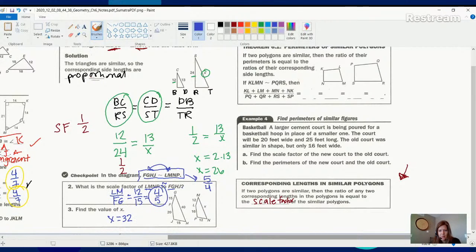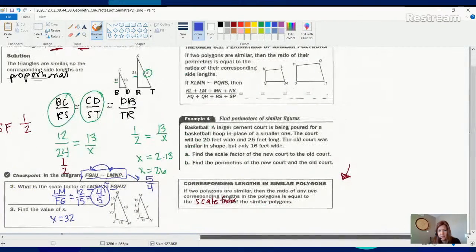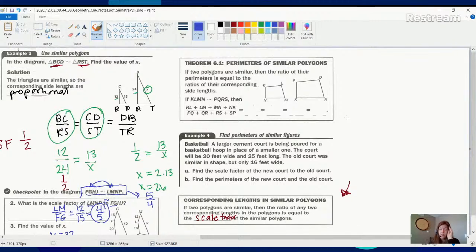Guess what? We couldn't get away without a theorem. This is our first theorem of the chapter 6. So let's go over this way and hopefully it'll look a little cleaner over here. All right, so the last thing that I want to talk to you about in similarity has to do with perimeters of similar polygons. So this is actually pretty cool. It says, theorem 6.1 says the perimeter of similar polygons, if two polygons are similar, then the ratio of their perimeters is equal to the ratio of their corresponding side lengths.